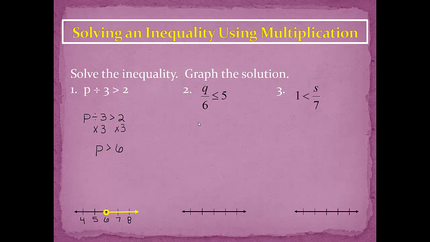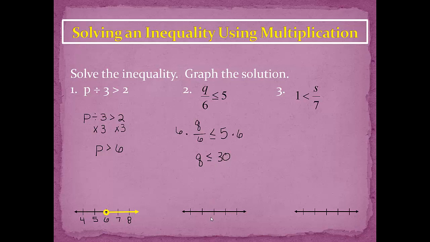Now for number 2, we have q divided by 6 is less than or equal to 5. Since we're dividing by 6 in the problem, we need to multiply both sides by 6 to solve. On the left-hand side, we just have q, and then we have is less than or equal to, and 5 times 6 is 30.